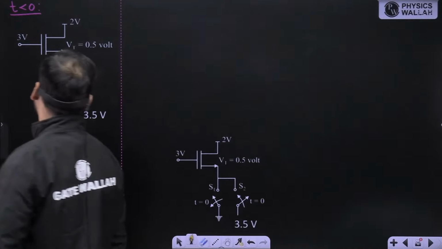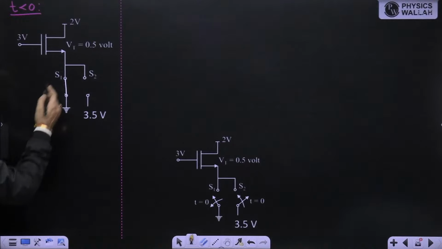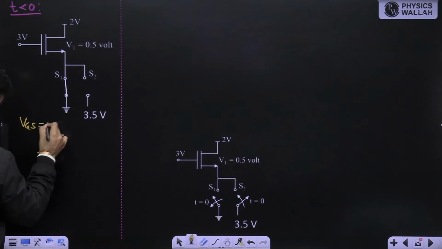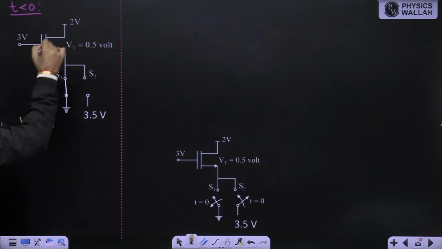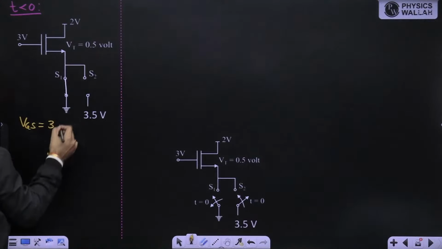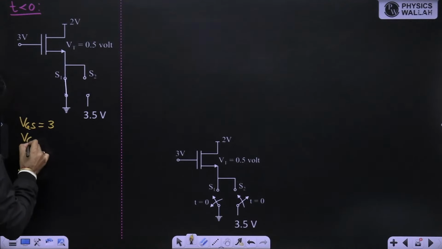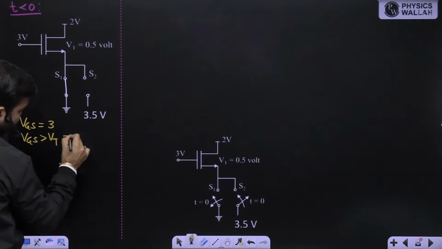operating. That is important. So right now, what you are having gate to source voltage? Gate to source voltage is 3. It is a N-channel MOSFET, NMOS. VGS is 3. VT is how much? 0.5. So obviously your VGS is greater than VT, so MOSFET is on.